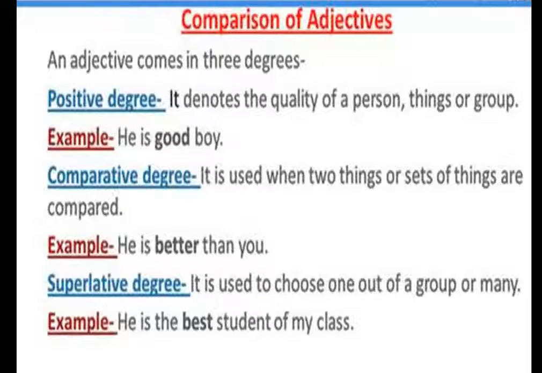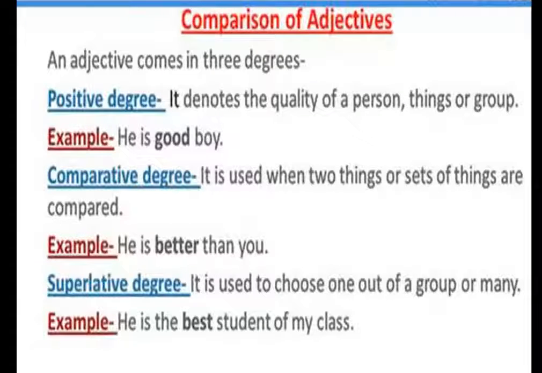Here is the definition of the three degrees of comparison of adjectives. In the previous topic, I told you there are 3 degrees of comparison that we can see on this page. An adjective comes in 3 degrees. First is the positive degree, second is the comparative degree, and third is the superlative degree. Positive degree, the definition is it denotes the quality of a person, thing or group. It means it shows the quality, whether it is a human being, person, or any thing or any group.